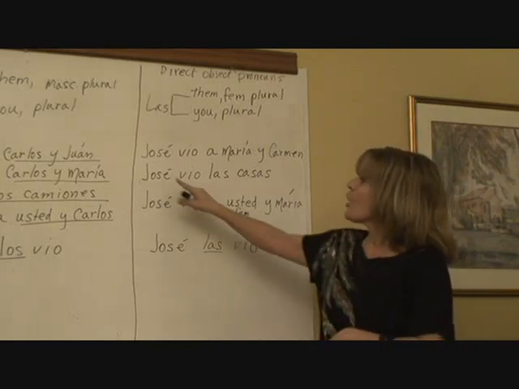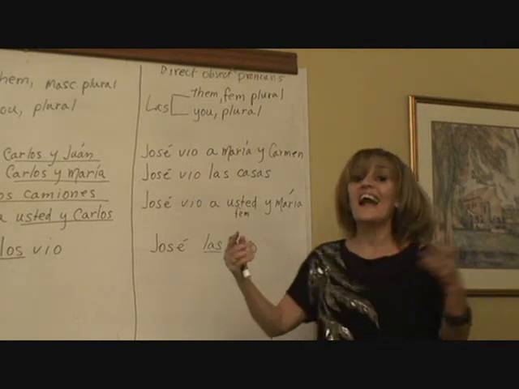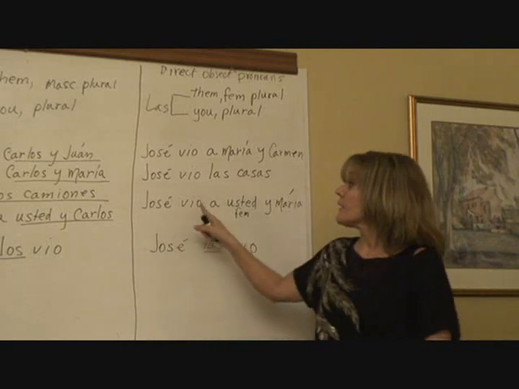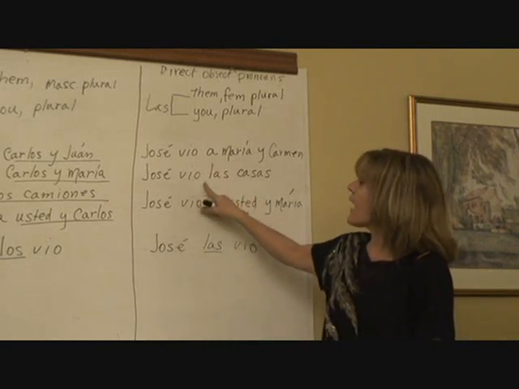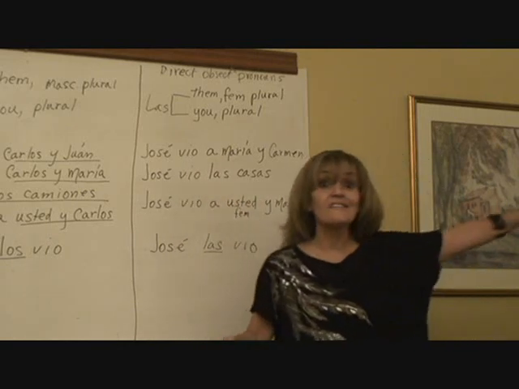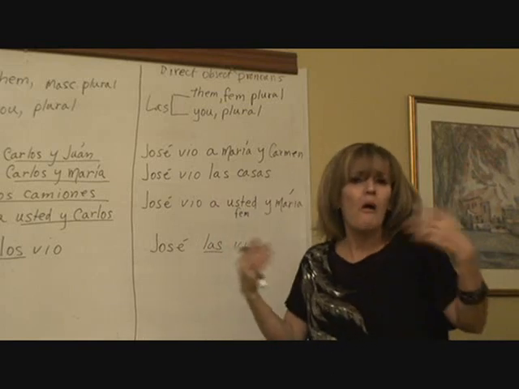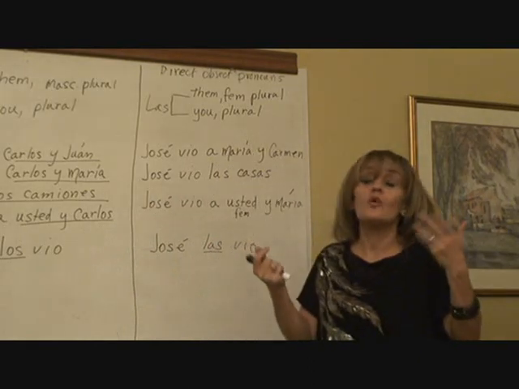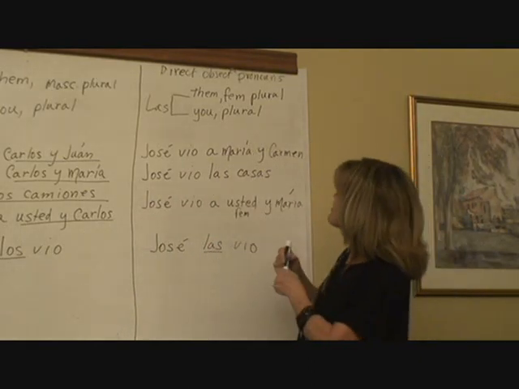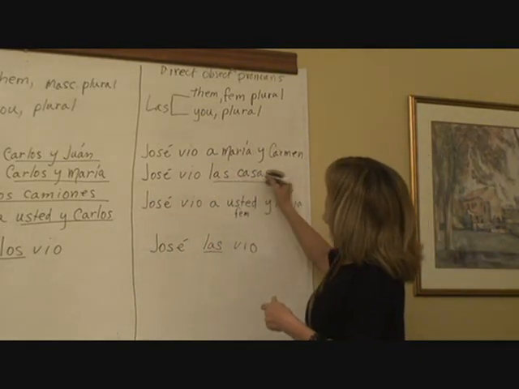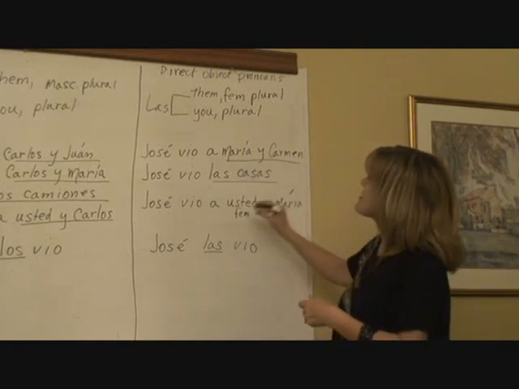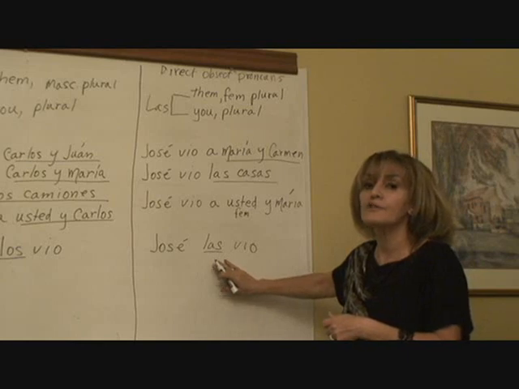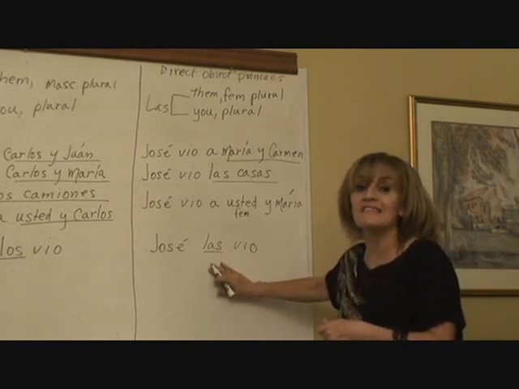Next example. José vio las casas. Now he saw things, not people. That's why it doesn't have a personal a here. José vio las casas. José saw what? José vio qué? José vio las casas. Las casas, which I didn't underline. Let me underline the direct object here also. Las casas will be replaced by the direct object pronoun las.